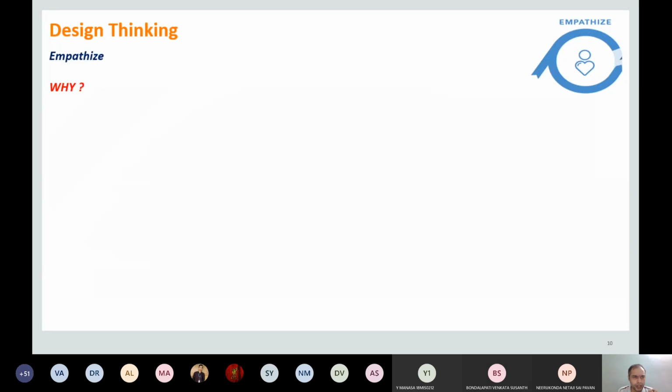Empathize, what am I going to do? Why do we have to empathize? First, to prevent bias and filtering. Sometimes if you go and ask what they want, they will give a lot of things.